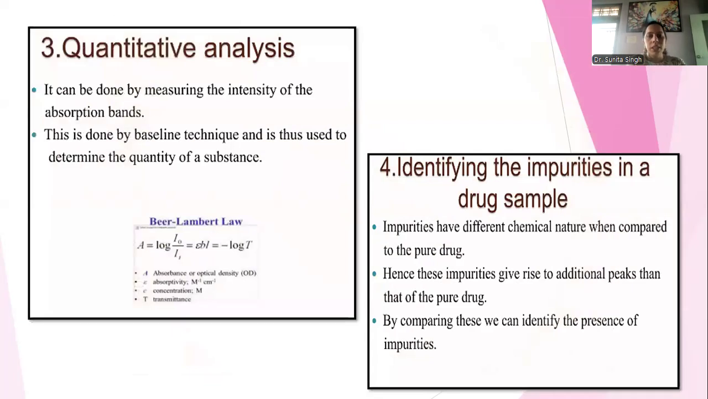Quantitative analysis can be done by measuring the intensity of the absorption bands. So the application involves this also, and it is also helpful in identifying impurities in a drug sample. Impurities have a different chemical nature when compared to the pure drug. Hence, these impurities give rise to additional peaks than that of a pure drug.